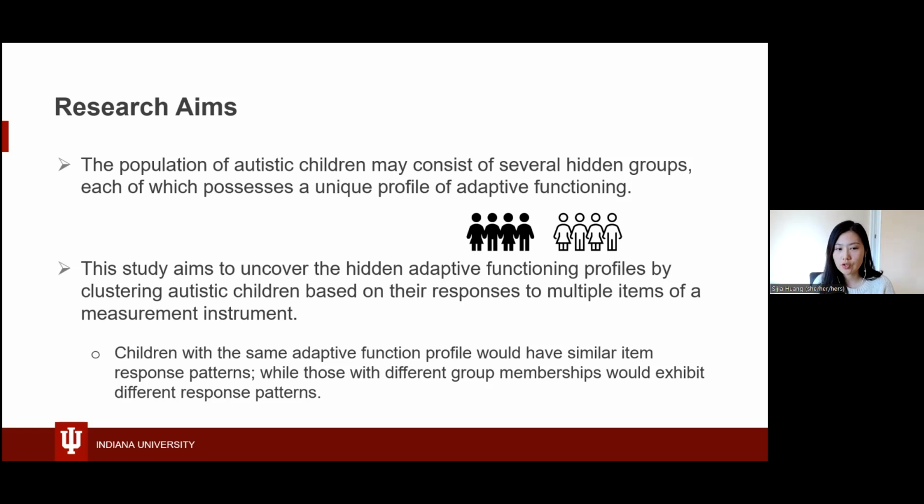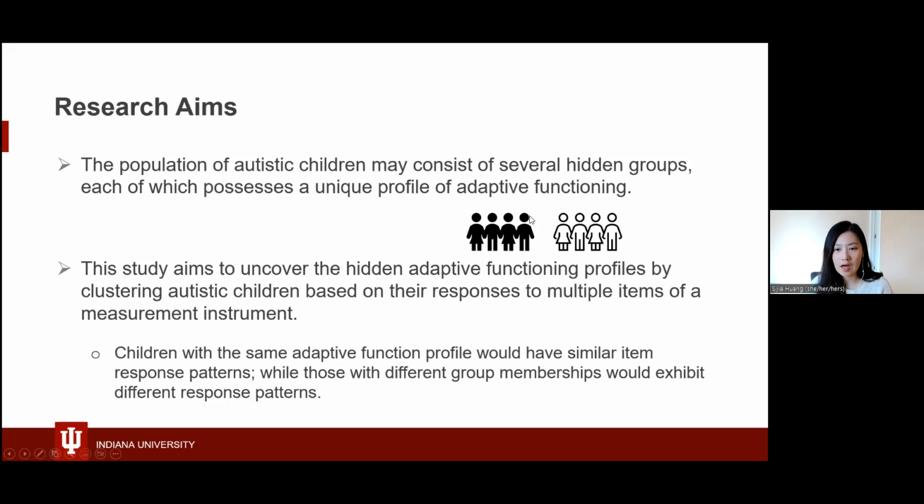To achieve that goal, what we're going to do is cluster the children with ASD based on their responses to multiple items of a measurement instrument. And this part I guess will be super familiar to you, that we will be making use of categorical responses to items in a measurement instrument to cluster ASD children. And the children with the same adaptive functioning profile would have similar item response patterns. That is the assumption, which makes a lot of intuitive sense. While those with different group membership will exhibit different response patterns.